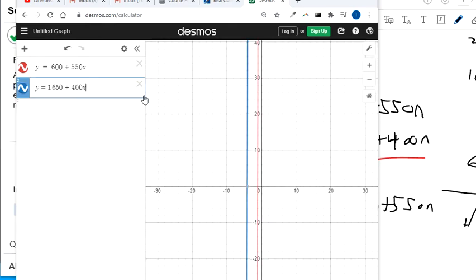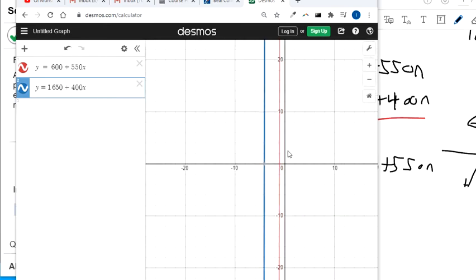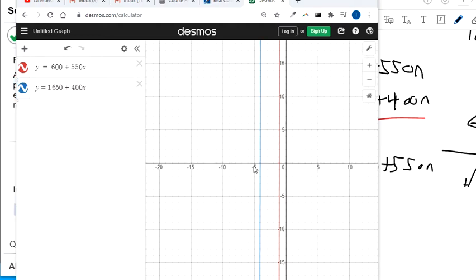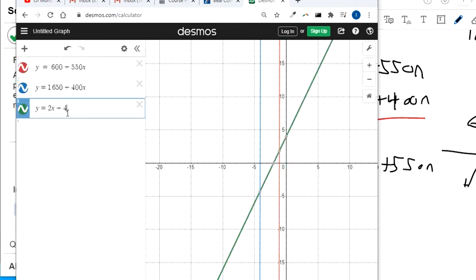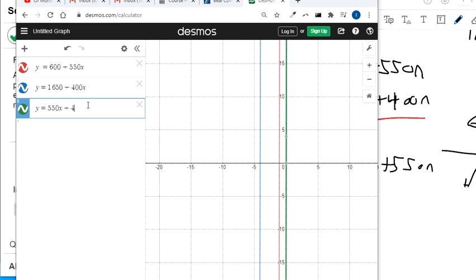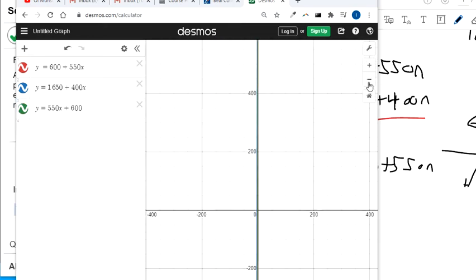What did I do wrong with that? What is going on? That's not right at all. Okay, well, forget Desmos. I must have typed something in wrong. Usually in Desmos, you can just type y equals 2x plus 4, and it graphs the equation. It did not graph these equations correctly. Y equals 550x plus 600. Oh, it did. It did. I'm sorry. It's just because it's such a small scale.